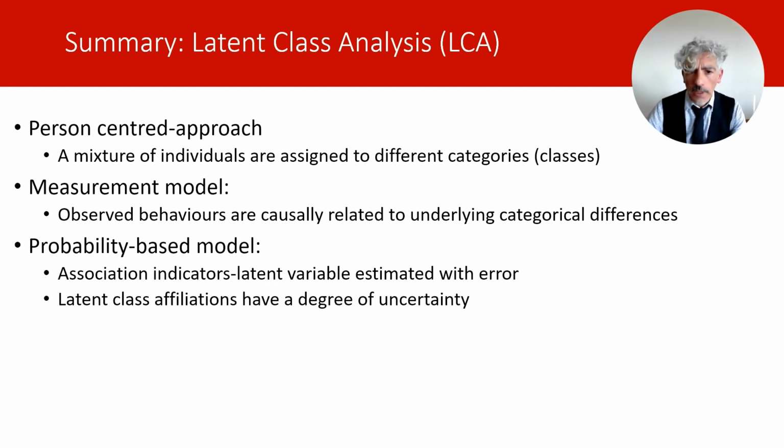So to summarize what I have discussed so far, I have said the latent class analysis is a person-centered model. It does assume a sample includes a mixture of individuals that show different patterns of behavior. It's also a measurement model, so we assume that the latent classes are the causes of different behaviors we observe in the sample. And it is a probabilistic model. The associations between observed behaviors and latent classes are observed with error, and individuals' latent class affiliation is also uncertain to some degree.